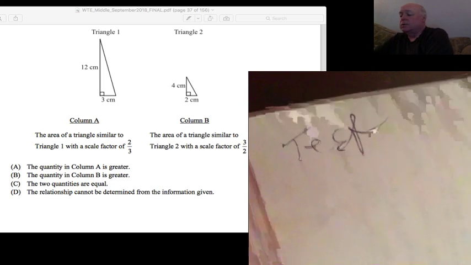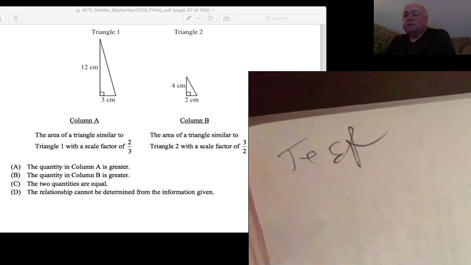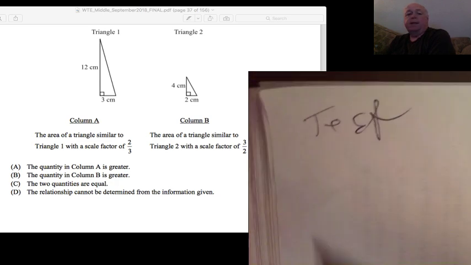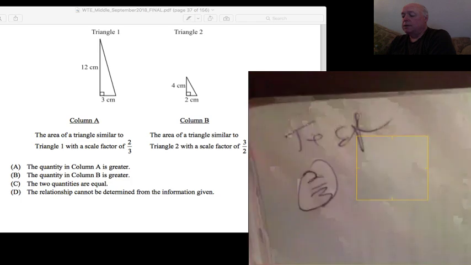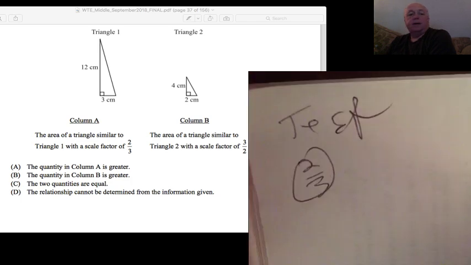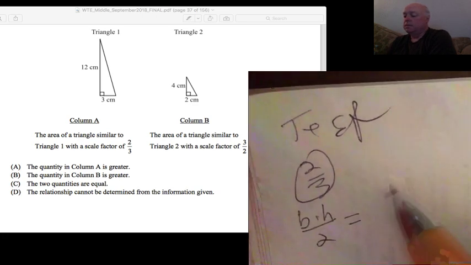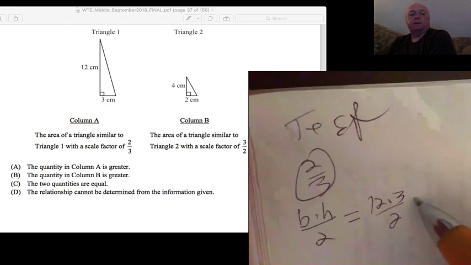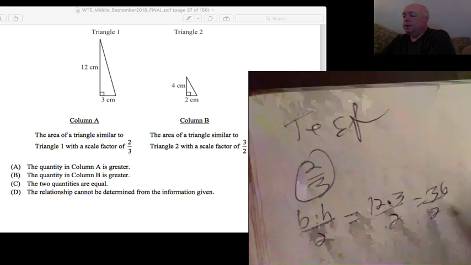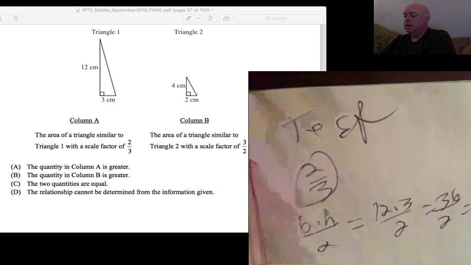The issue was we had a scale factor of 2/3, and the main point was the area of the right triangle is b times h over 2. So a lot of kids, for triangle number 1, are going to do 12 times 3 over 2. They get 36 over 2, which is 18. And then they're going to multiply that by 2/3, get 6 here, and get 12.